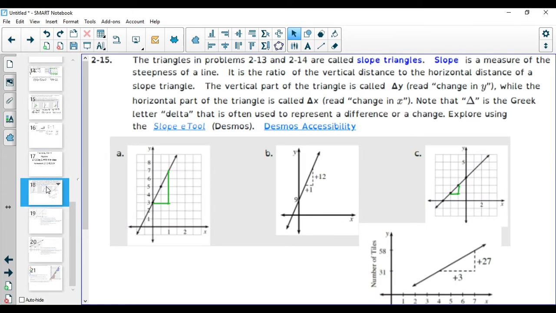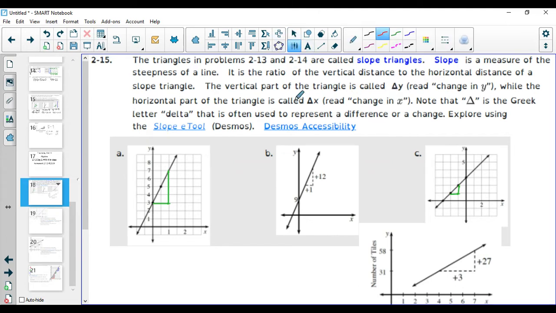So if we start with number 15, those triangles that we were looking at yesterday, where we draw in that horizontal and vertical distance between 2 points, are called slope triangles. Slope is what we use to measure how steep a line is. And it's a ratio or a comparison of the vertical distance, that up and down value, to the horizontal distance, the sideways value. The vertical part is what we call the change in y.